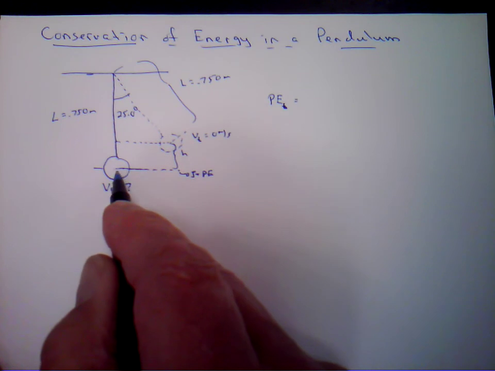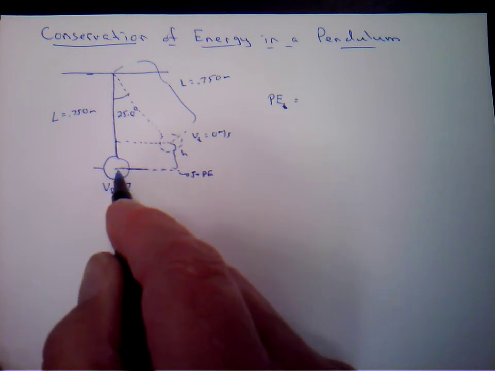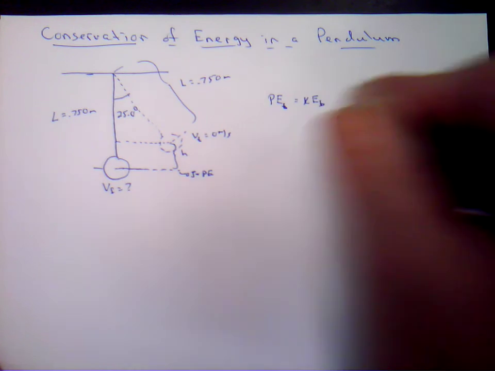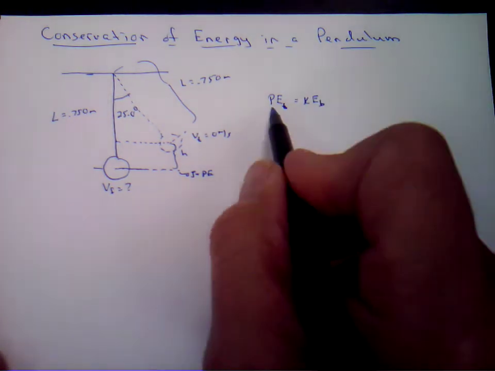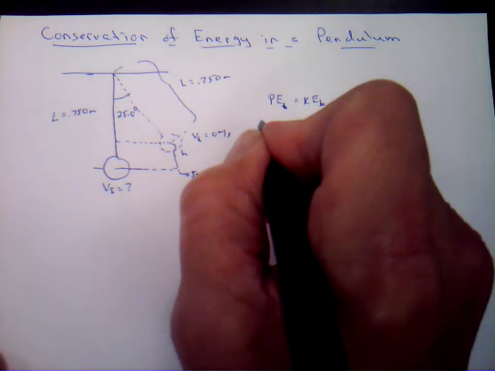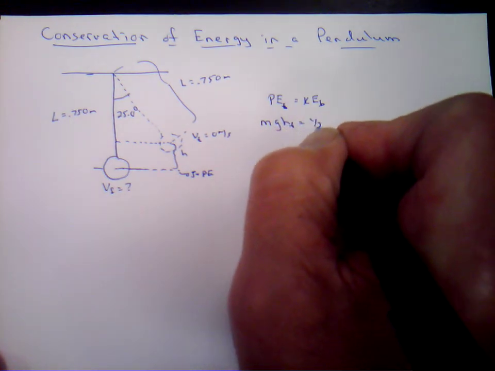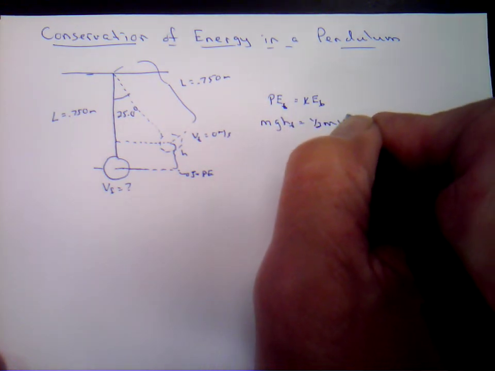Then at the very bottom, the only energy it has is kinetic, because it's moving at the bottom of this path. And so we'll say the kinetic energy at the bottom. All right. Now, let's put these variables in. This is going to be mgh, the height at the top of the path, equal to 1/2 m v sub b, velocity at the bottom, squared.